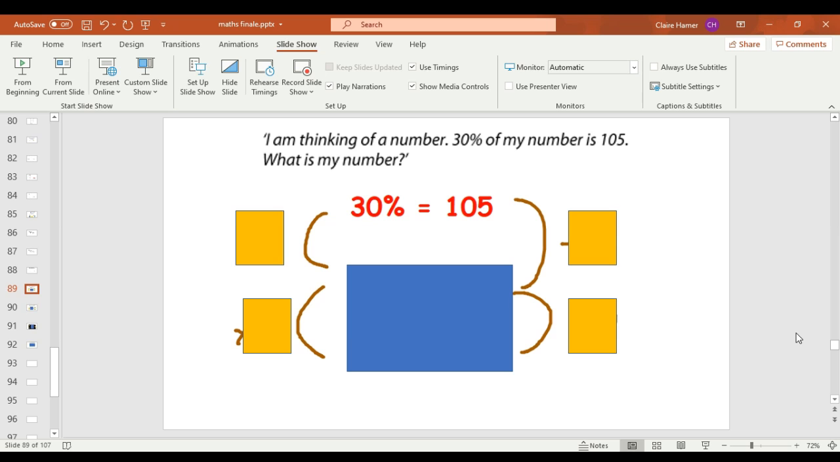Okay. I'm thinking of a number. 30% of my number is 105. What is my number? So notice how I've divided first and then multiplied. So remember, every time you're told part of the whole, you always want to get back to 100%, because there are 100 parts in the whole. Pause the video and have a go.